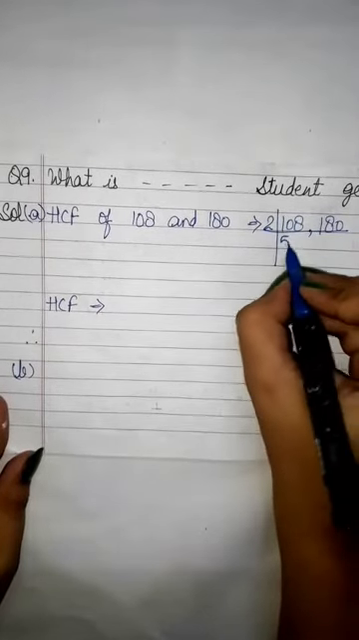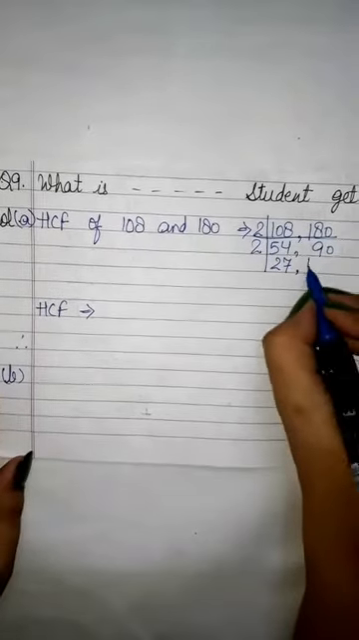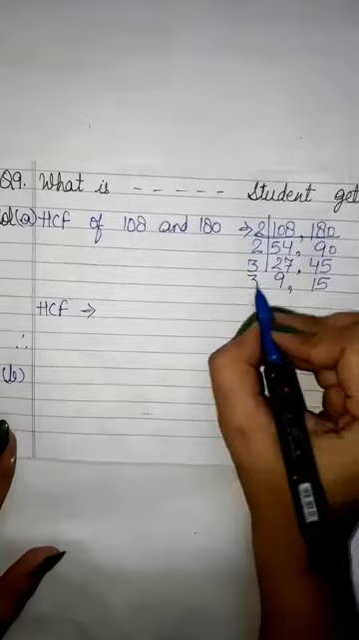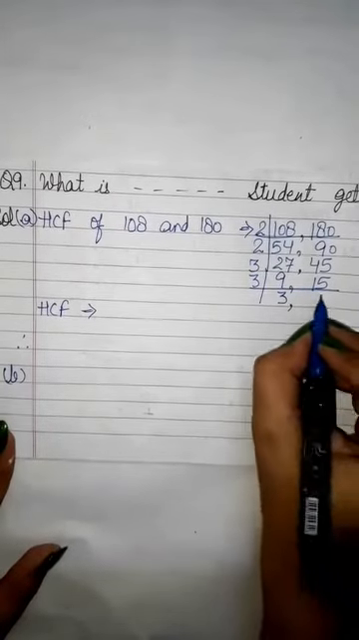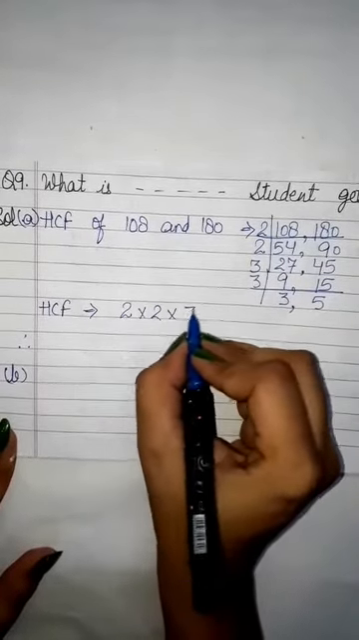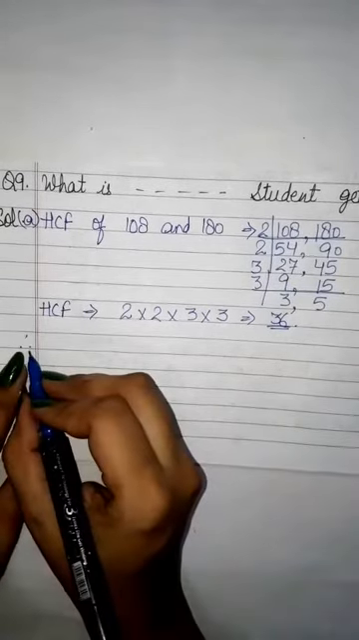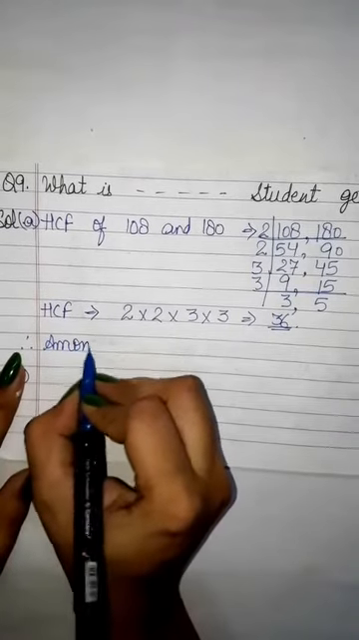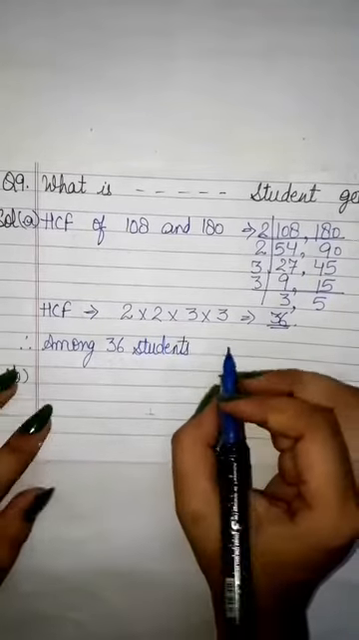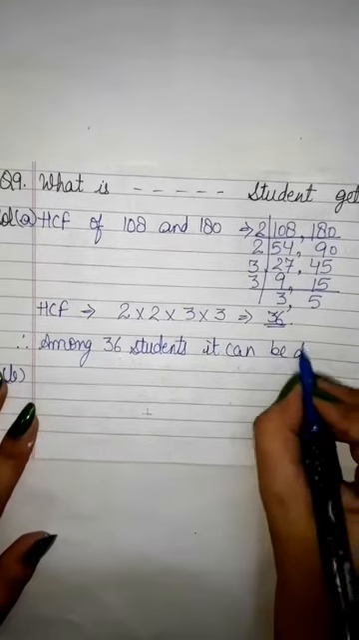By 2, it will become 54 and 90. Then again by 2, 27 and 45. Now both can be divided by 3: 3 9s and 3 15s. Again by 3: 3 3s and 3 5s. For HCF, we need the common ones. So the HCF will be 2 into 2 into 3 into 3. The answer will be 36. So the A part is completed. So among 36 students, it can be distributed.